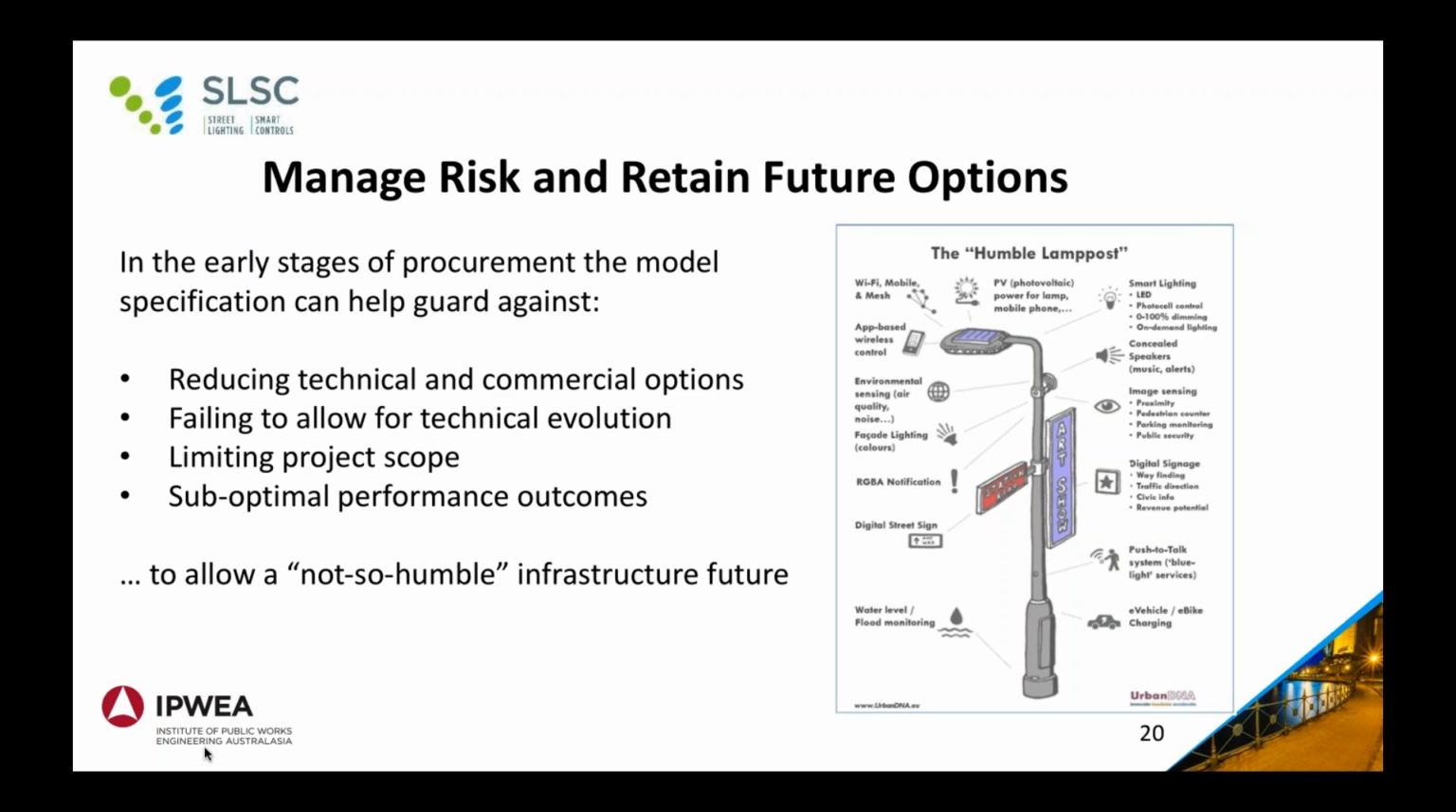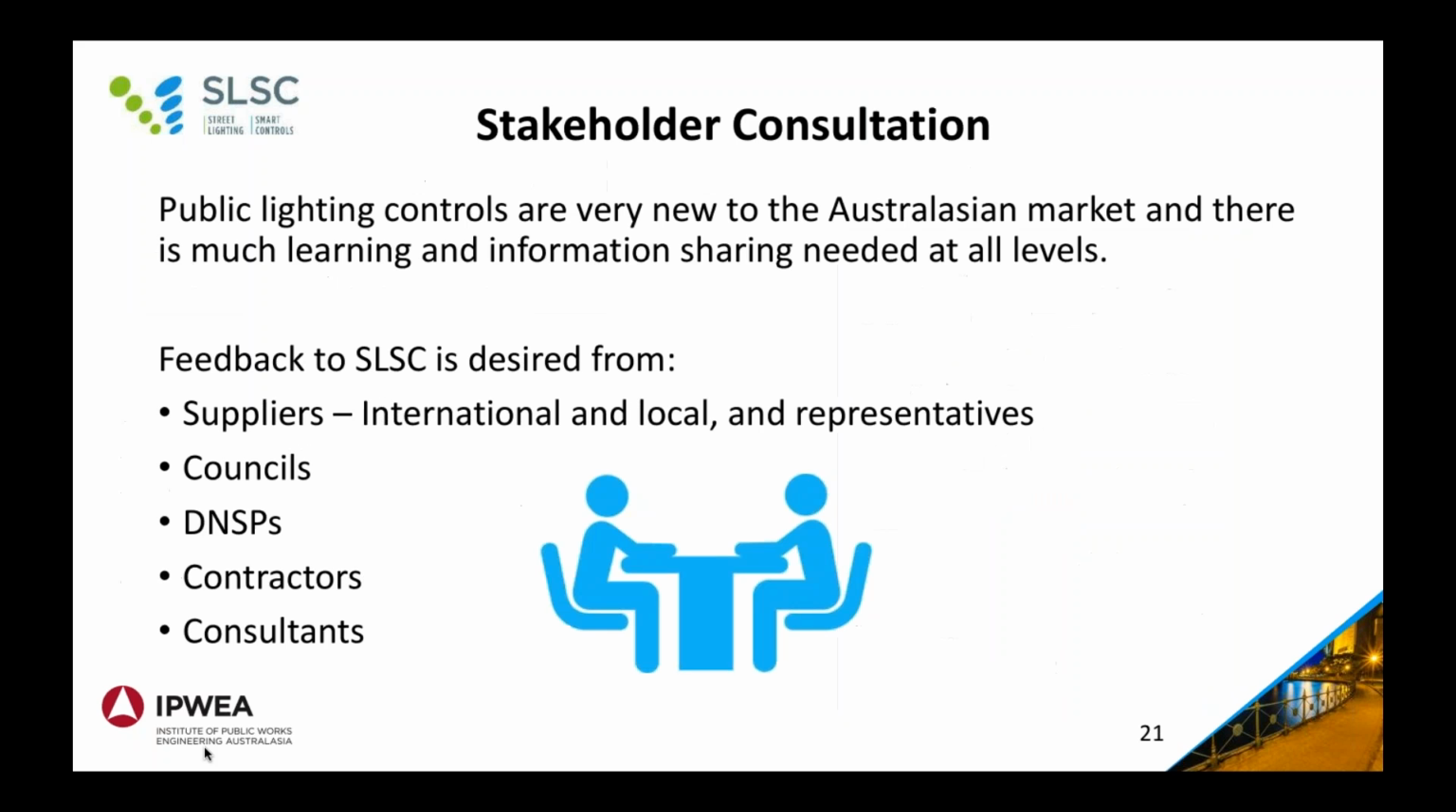So what we're really saying here is, in the early stages of procurement, the model specification is hoping to guard against reducing technical and commercial options of the future and failing to allow for evolution of attributes and updates, which may limit project scope and come up with suboptimal performance outcomes. So it's really saying the model specification is going to flag and highlight various options that a purchasing agency should consider, so they're not backed into a corner and end up with relatively obsolete infrastructure equipment within a few short years.